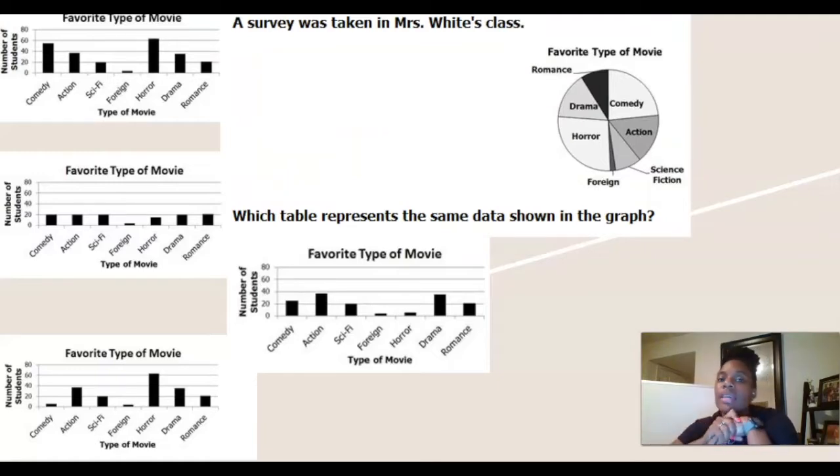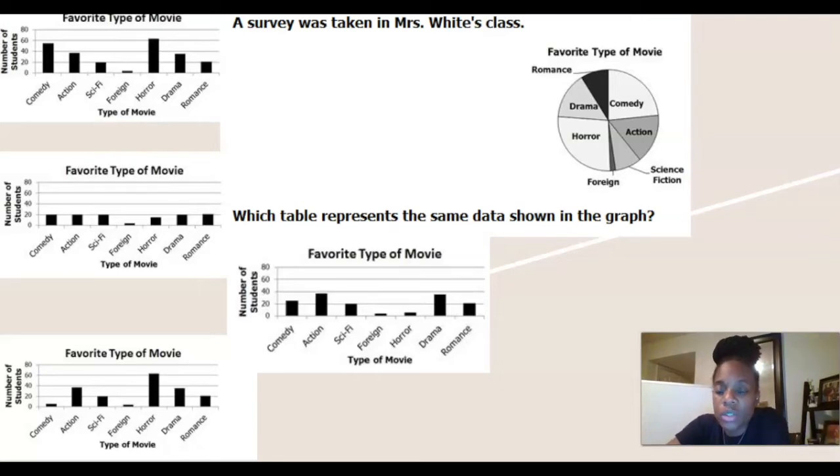A survey was taken in Mrs. White's class. Which table represents the same data shown in the graph? Again, here we have another one where they don't show us too much in regards to numbers. They just give us this circle graph, and then we have to take this circle graph and convert it to a bar graph, which we've been doing. Then again, we have to pay attention to the circle itself and see the numbers within the bar graph, excuse me.